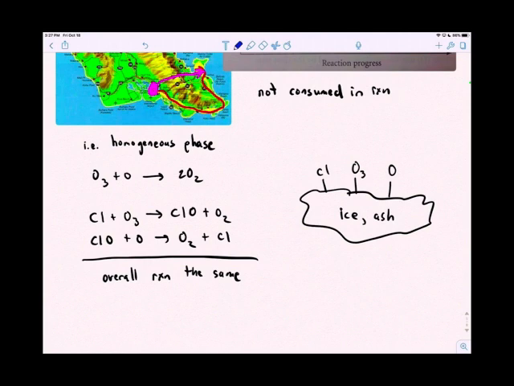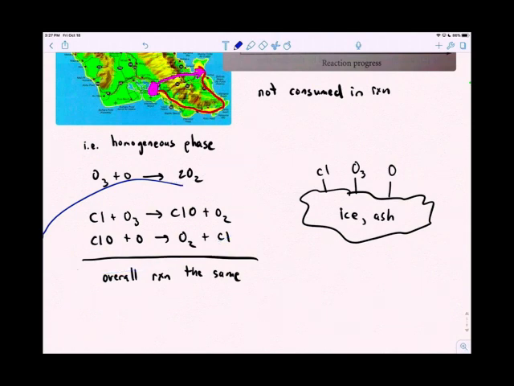If you look at this, the chlorine is consumed but then generated at the end, and the ClO is the intermediate, so that goes away. So the catalyst is regenerated in the chemical reaction. It's not consumed, and the overall reaction is the same. If you add this together, you get that reaction.